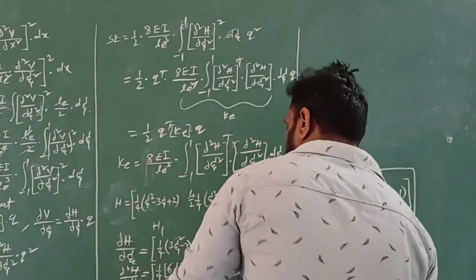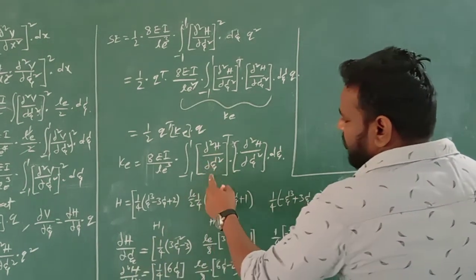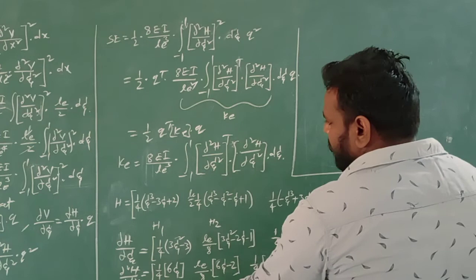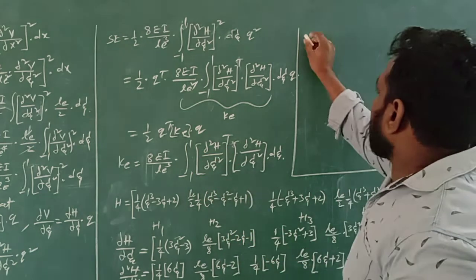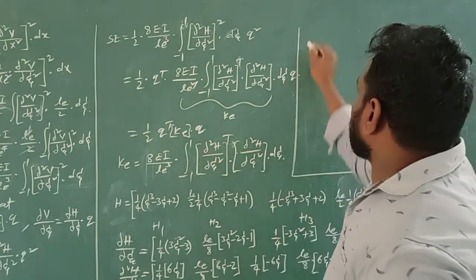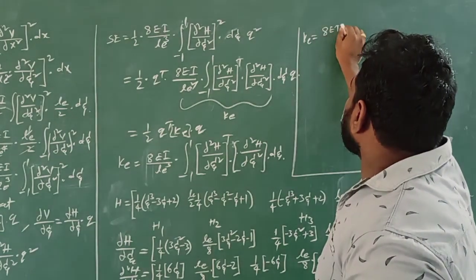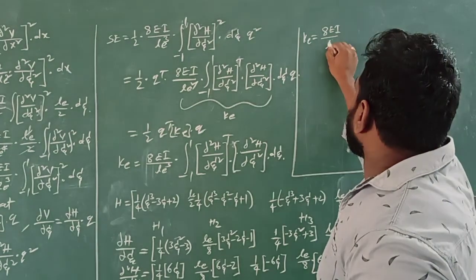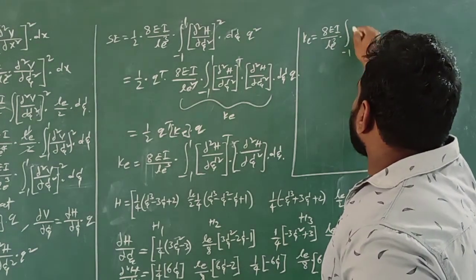This matrix is dou square H by dou j square transpose. So here it is a transpose. Finally, substitute all those values here. KE is equal to 8EI by LE cube into the integral from -1 to 1.